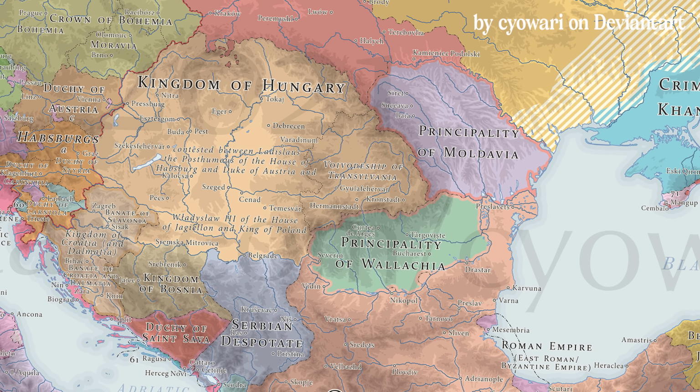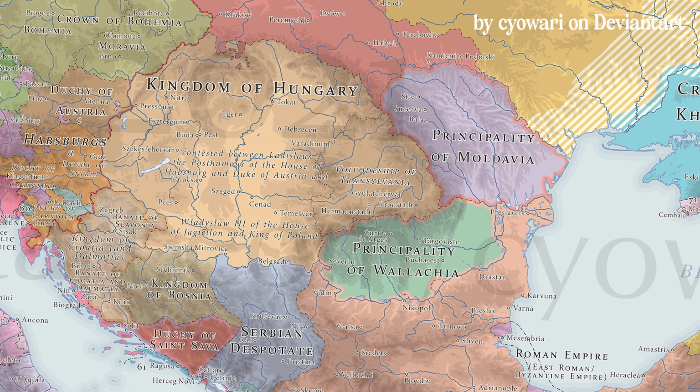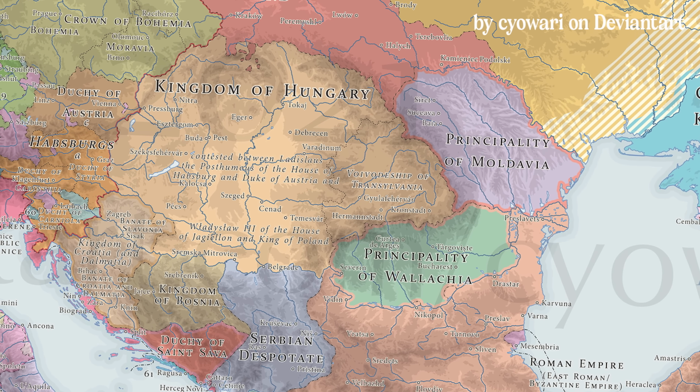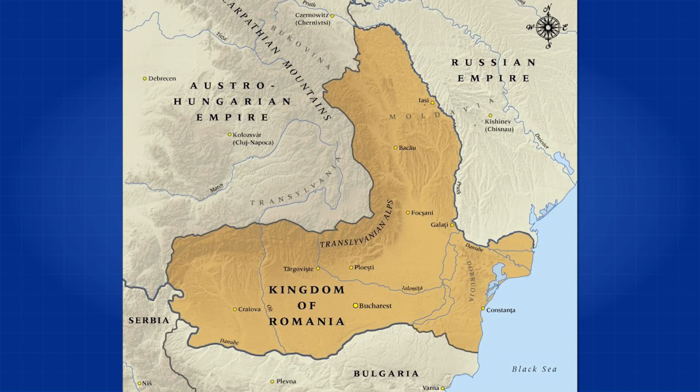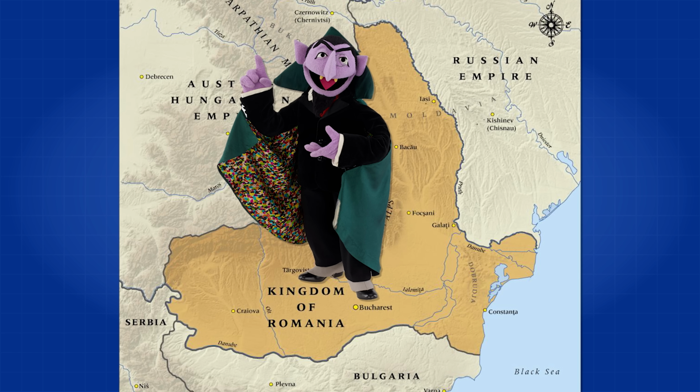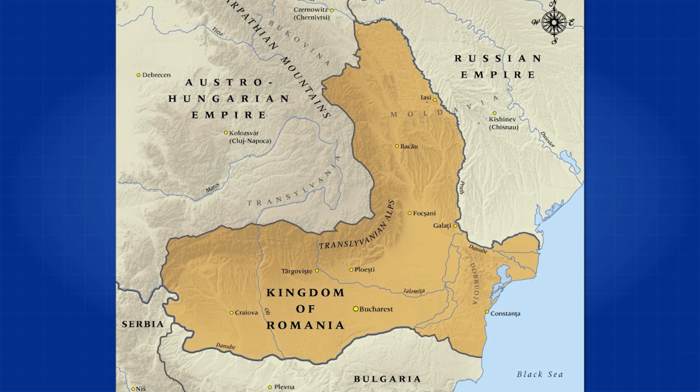Romania has a similar story. It too was historically divided between empires. The eastern region of Moldova and the southern region of Wallachia were under Ottoman influence for centuries, then becoming independent, while Transylvania belonged to the vampires. No, it was the Austro-Hungarian Empire.